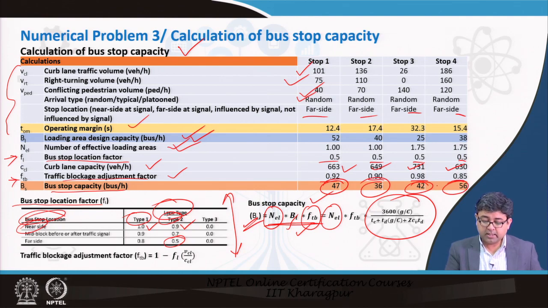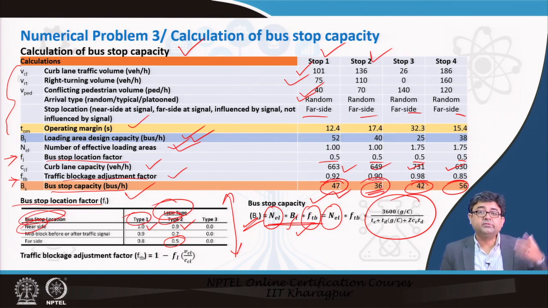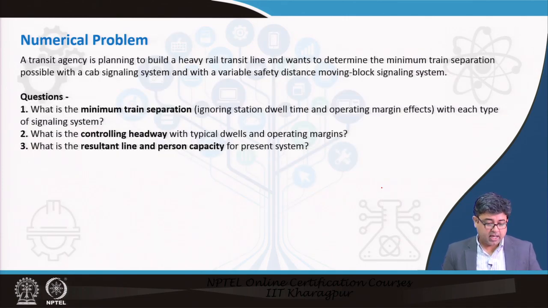Now you know that stop number 1 can process 47 buses per hour, whereas stop number 2 can only process 36 buses per hour. That gives you an understanding of how your bus stops are able to handle the bus frequency that you have scheduled for the entire route. So that is an example of bus stop capacity.